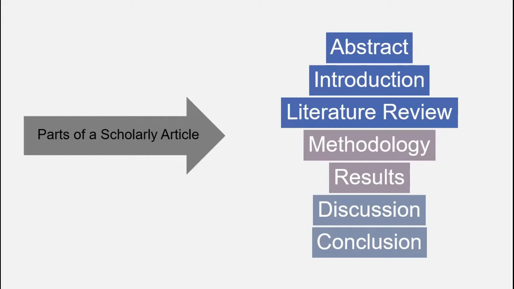Let's talk about what goes in each of these sections. The first 3 sections, abstract, introduction, and literature review, are introductory and provide background information. The methodology and results sections discuss the details of the research study performed, and the discussion and conclusion offer insights into the importance of the research study performed and where to go from there. Now let's go a little deeper.